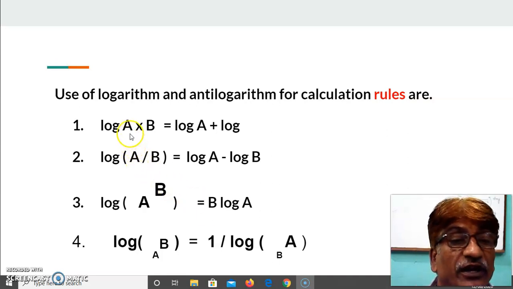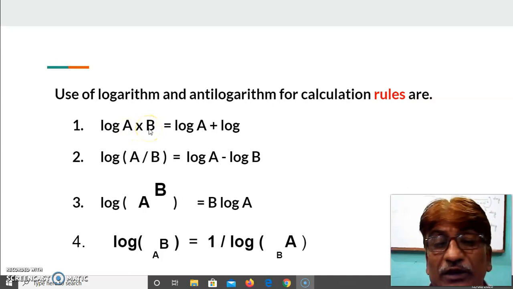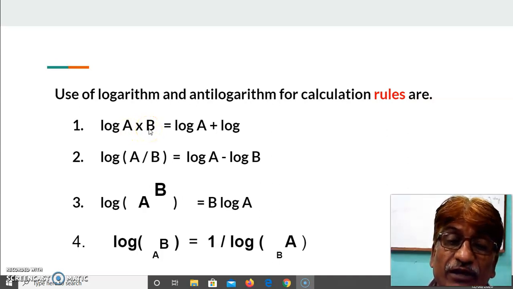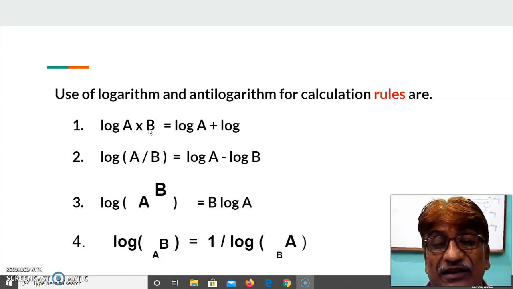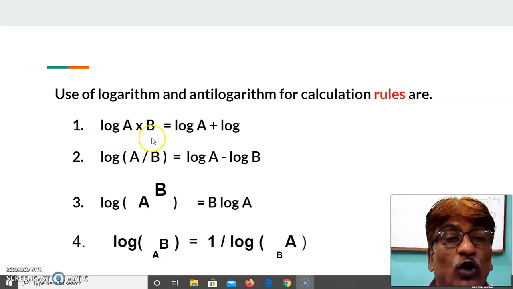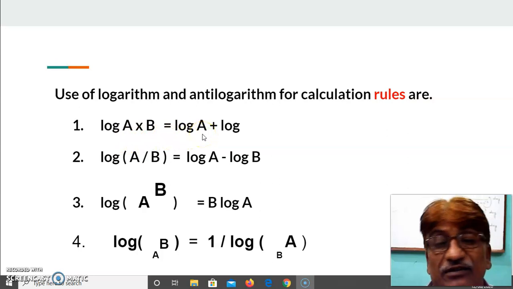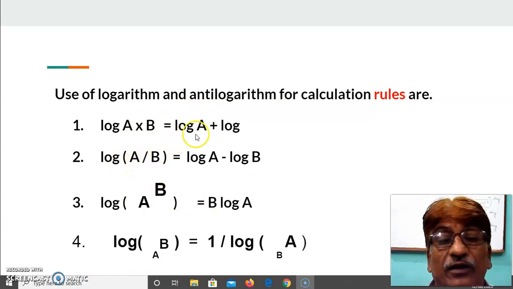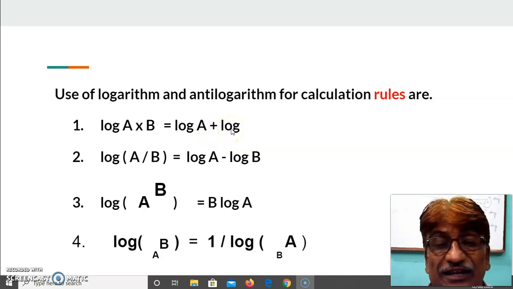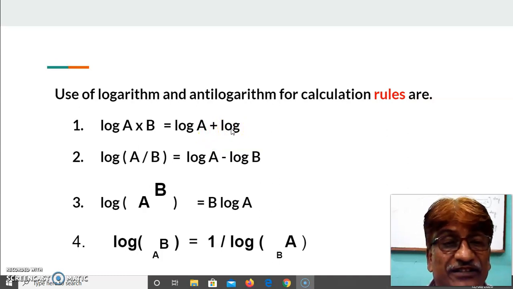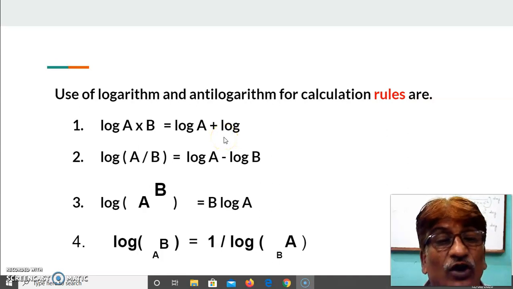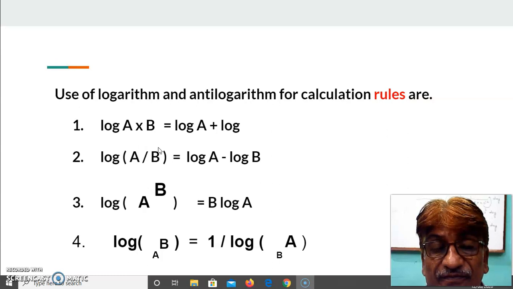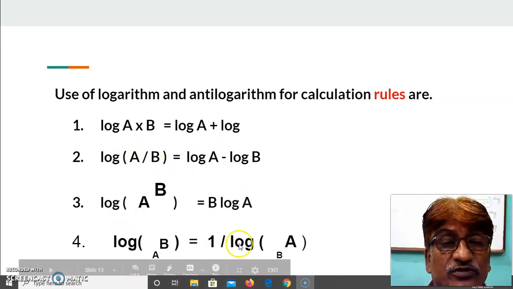If we use here A as 50 and B as 20, we know that the answer will be 1000. But this answer can be calculated by using logarithm. So please take some examples which are known and use the log and antilog. We can solve it. First we see log of 20 plus log of 50, their characteristics, their mantissa, plus their characteristics, their mantissa. Add them and take the antilog, and you get the answer. A similar operation will be used in this formula.